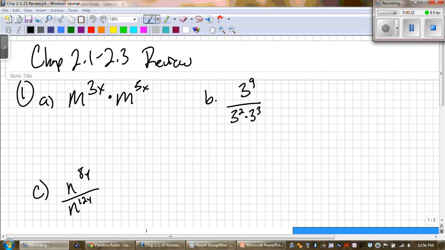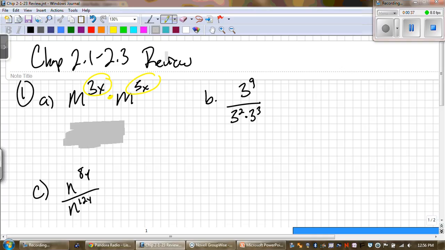We have m to the 3x times m to the 5x. Now, the rule states that if the bases are the same, and it shows that you're multiplying, you add the exponents together. Okay, so what our answer for this would be, your base stays the same, and you add the 3x and the 5x, and we have m to the 8x. Okay? Alright, let's look at B.